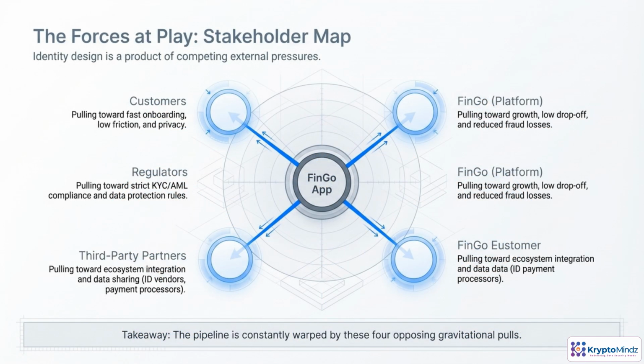Identity decisions are never made in a vacuum. Picture the product at the center of four competing gravitational pulls. Customers push you toward instant sign-up, minimal friction, and strong privacy. Regulators pull in the opposite direction, demanding strict KYC, AML, and data protection. Partners want deep integration and data sharing so the ecosystem works smoothly, and the business optimizes for growth, low abandonment, and less fraud. Effective strategy is about balancing these forces, not winning any single one.